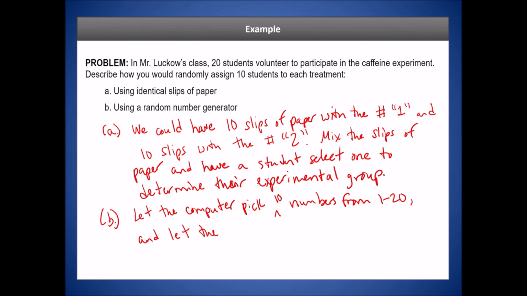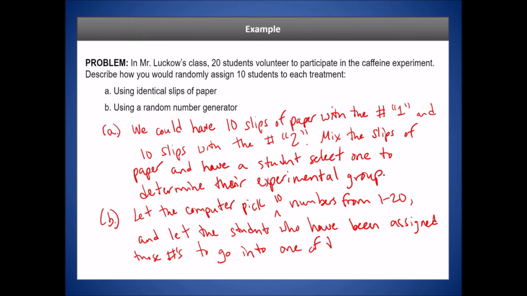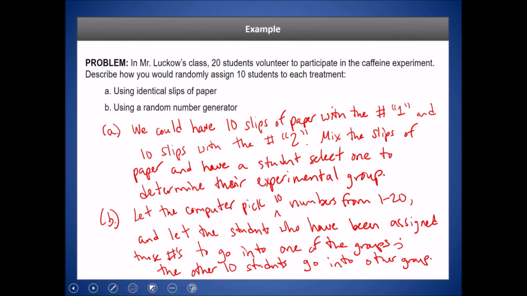And let the students who have been assigned those numbers, so you have to assign the students the numbers, go into one of the groups. And then you can say that the other 10 students will automatically go into the default group. So the other 10 students go into the other group. Okay, so there are different ways that you can randomize this, but the idea is we're trying to figure out how we can randomize this sort of process, right?